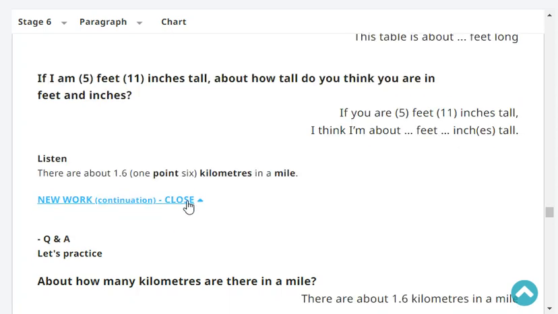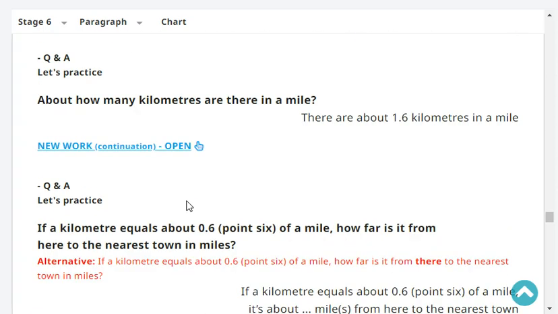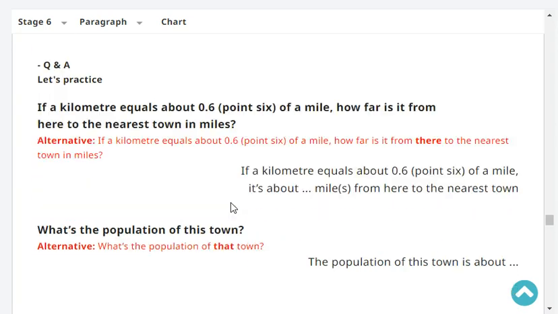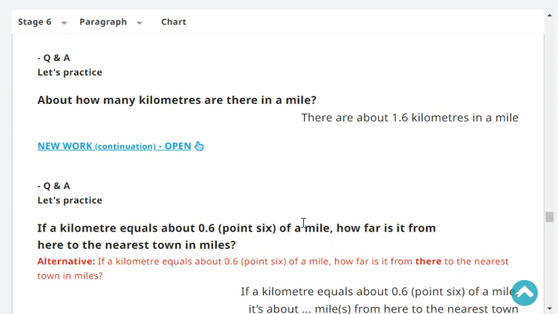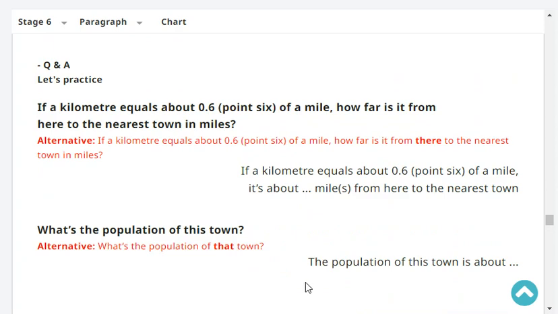Okay, listen. There are about 1.6 kilometers in a mile. Okay, so let's practice. About how many kilometers are there in a mile? There are about 1.6 kilometers in a mile. Very good.